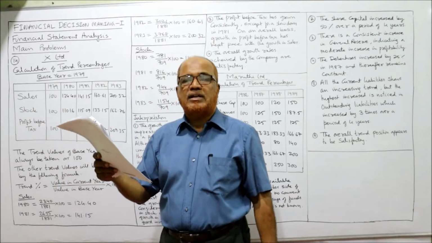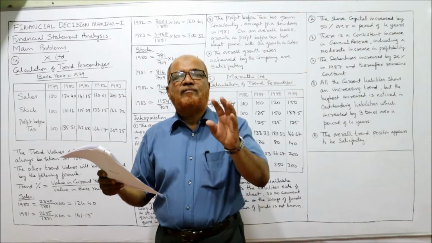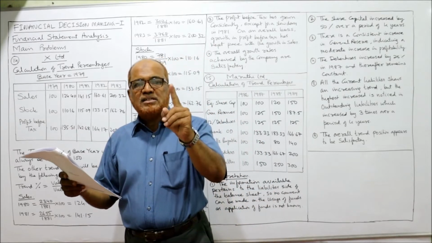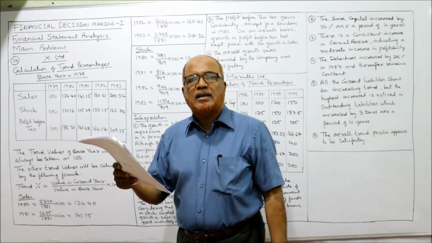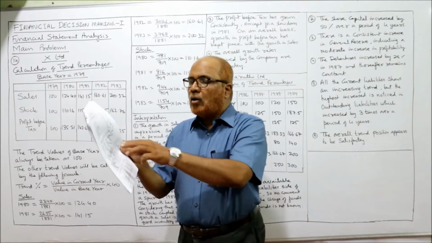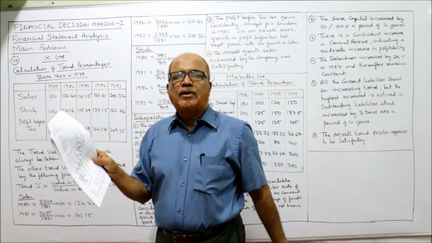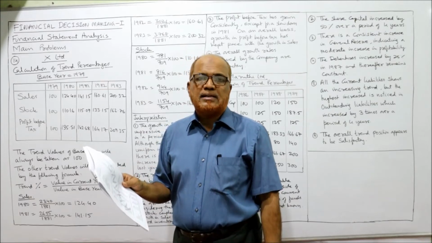First year is 1979. Then 1980, 81, 82, 83. Totally 5 years are given. First year 1979 will be the base year. And the variables are given for sales, stock, profit before tax. And all the values are given in the problem. We have to convert these values into trend percentages.